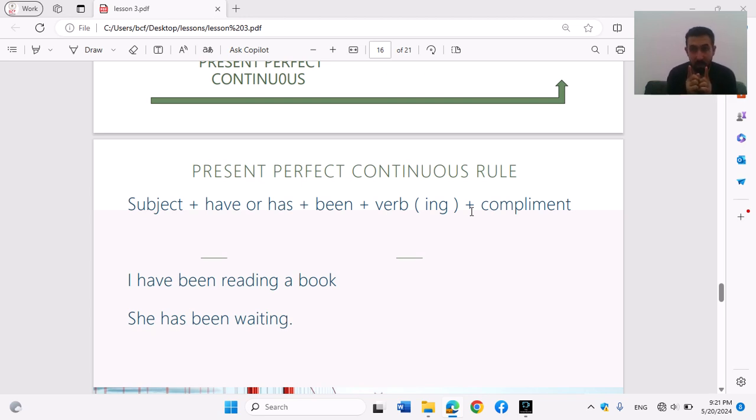It means I am not done reading the book. I still read the book. Okay? She has been waiting. So she is still waiting. It's something that happened before, but it continues until tomorrow, maybe, or an unknown time. She has been waiting. It means that she was waiting and she will wait as well.